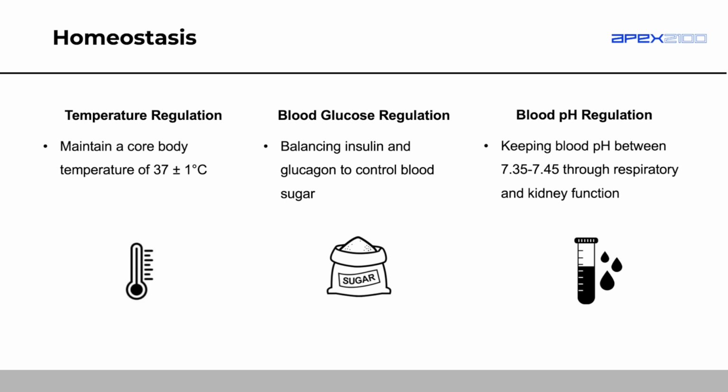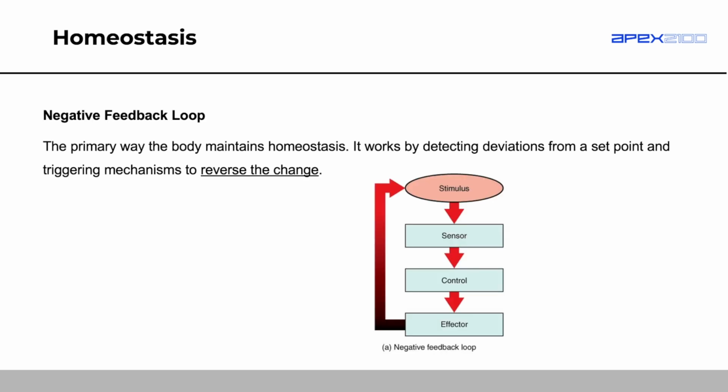Blood glucose regulation, so how much sugar is going through our bloodstream and how our body will control that. We've spoken a little bit about insulin before, so this shouldn't be a completely new topic, but how our body manages and balances insulin and glucagon to control the sugar or glucose in our blood. And we'll also talk about blood pH regulation, and this refers back to when we looked at the respiratory system, because keeping our blood pH between 7.35 and 7.45 is primarily done through the respiratory system, through breathing and also through the kidneys.